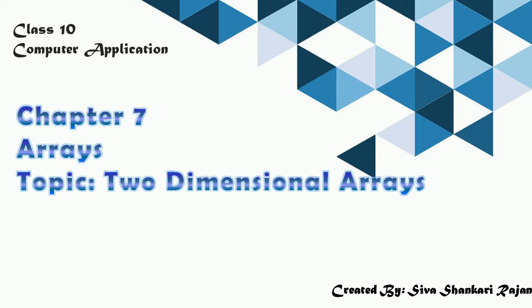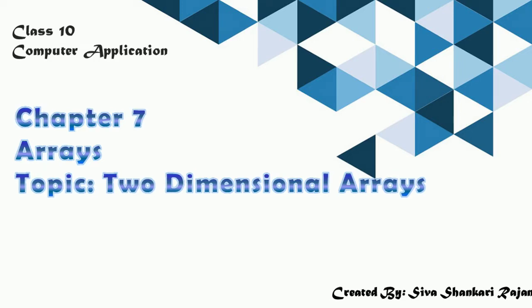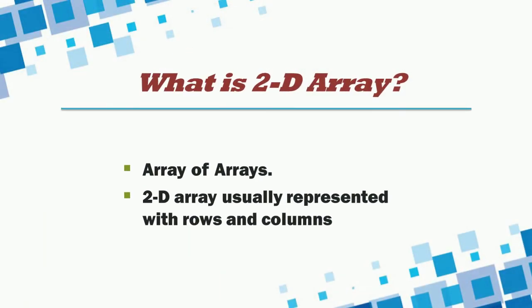Topic covered here is two-dimensional arrays. Now we will see what is a two-dimensional array. Two-dimensional arrays are referred to by two indices or subscripts. The first one is called the row and the second one is called the column. Two-dimensional arrays are also referred to as matrix or tables.